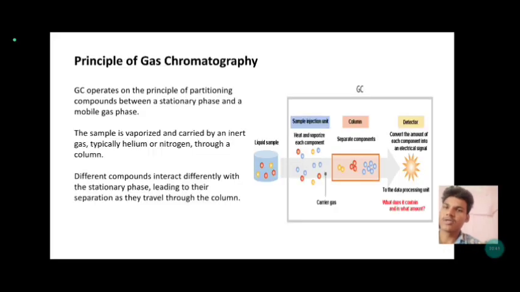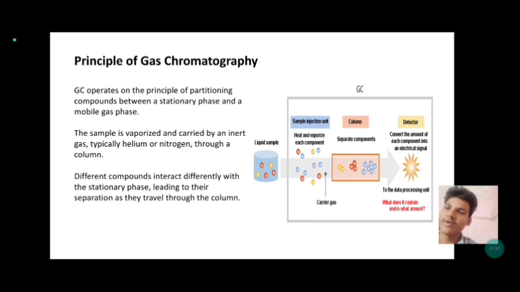Principle of gas chromatography. Basically, gas chromatography operates on the principle of partitioning compounds between a stationary phase and a mobile gas phase. Here we can see the diagram. In the liquid sample, the injection unit heats and vaporizes each component. Another part is the column, and another is the detector. The column separates the compounds in the liquid sample, and the detector converts the amount of each component into an electrical signal.